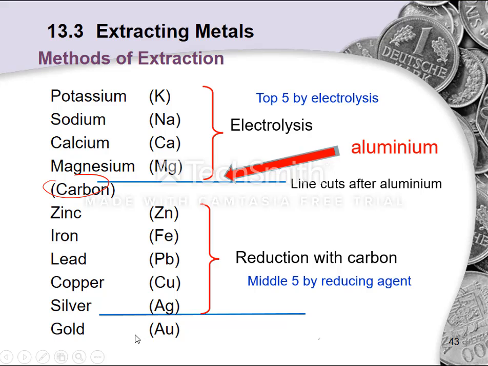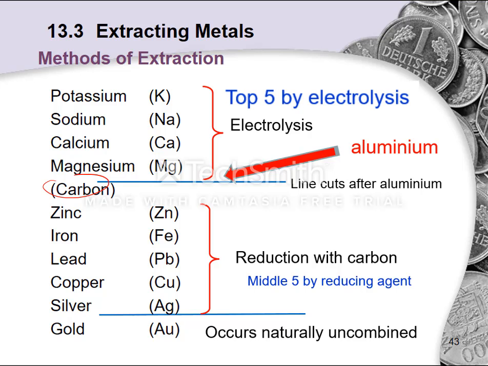How about gold? Gold occurs naturally uncombined. Because they're so unreactive, they don't easily combine with other elements to form compounds. Hence, you obtain gold using physical methods. So the top 5 is by electrolysis: potassium, sodium, calcium, magnesium, and aluminium. Please remember. And the next will be by reducing agent, which is zinc, iron, lead, copper, and silver.